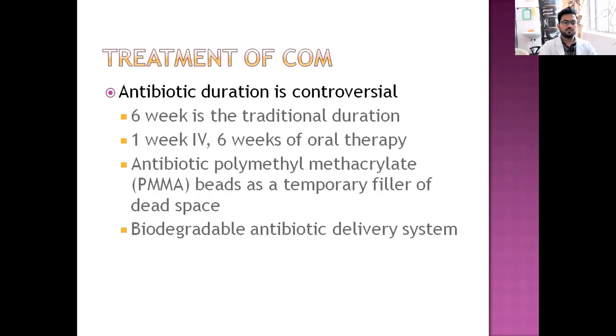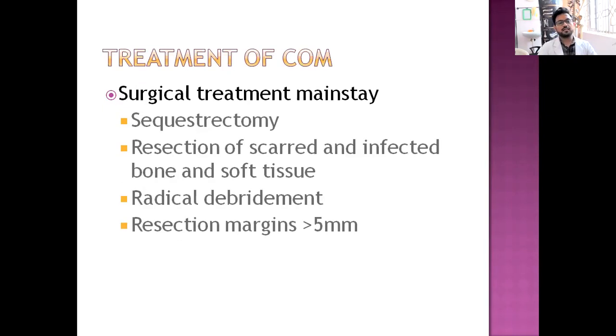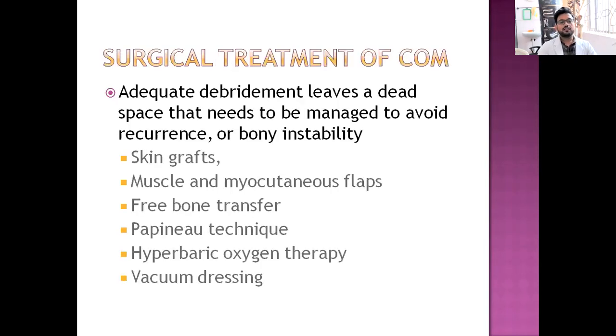Now, what is the treatment of chronic osteomyelitis? Surgical treatment is the main treatment for chronic osteomyelitis. Now, we have to see whether the antibiotics will work or not. Along with the antibiotic coverage, we'll go for the sequestrectomy. We'll remove the sequestra from the infected bone. Resection of the scarred and infected bone and soft tissues, and radical debridement can be done, with resection margins of more than 5 mm. Adequate debridement leaves a dead space that needs to be managed to avoid recurrence, and bony stability should be maintained. Skin grafts, muscle and myocutaneous flaps, free bone transfers, and the Papineau technique have to be followed. Hyperbaric oxygen therapy and vacuum dressings have to be done.